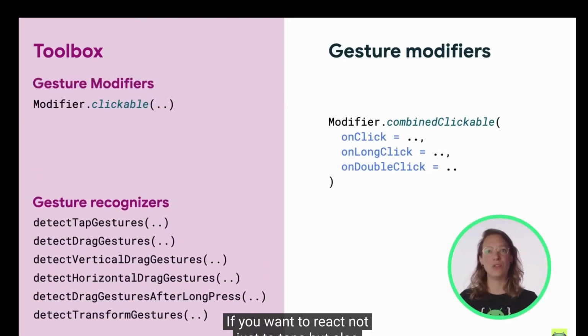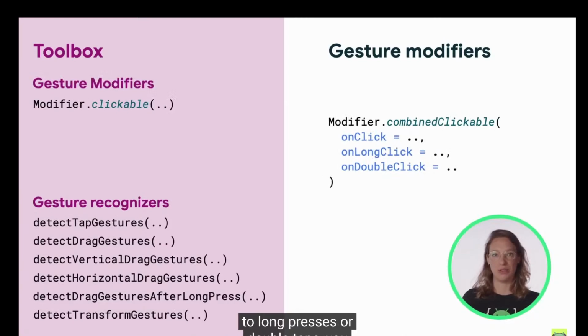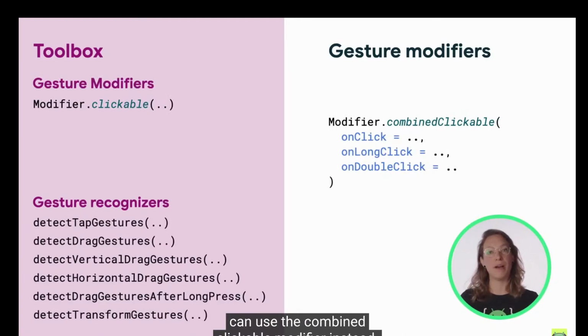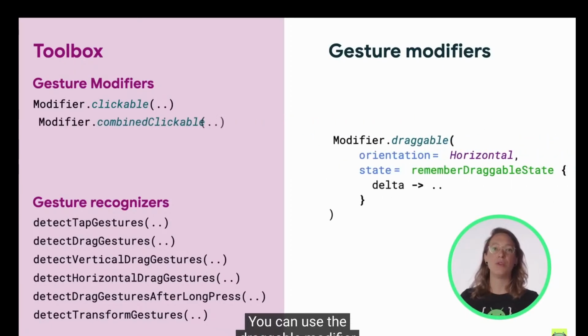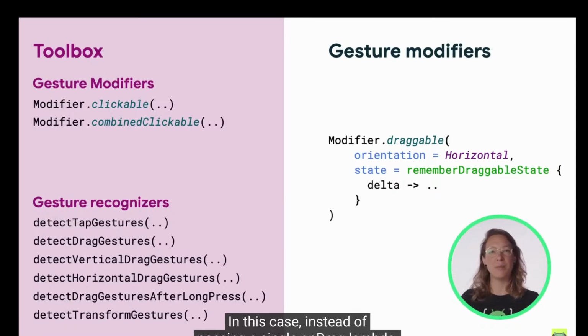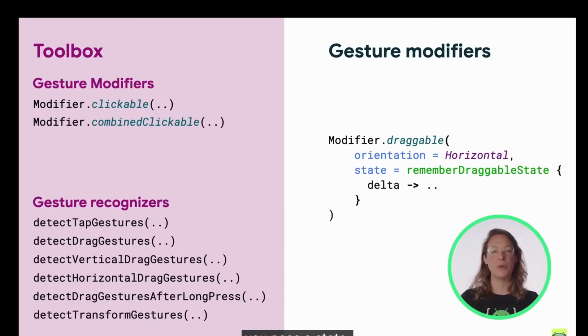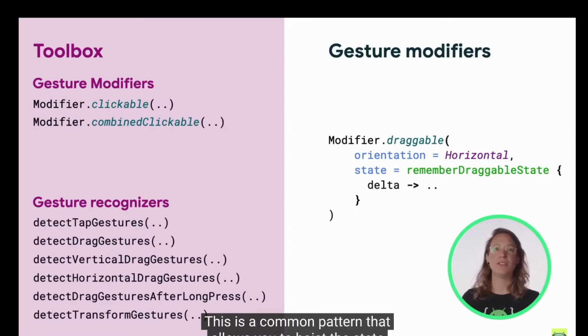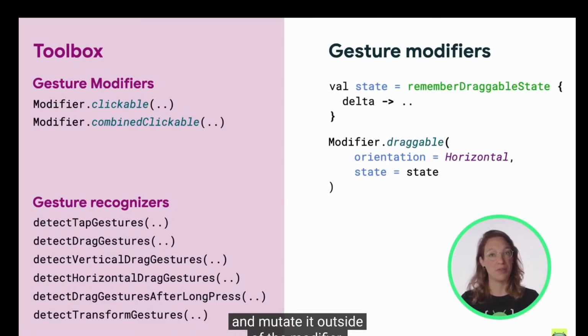If you want to react not just to taps but also to long presses or double taps, you can use the combined clickable modifier instead. Again, you just have to implement the callbacks that you're interested in. You can use the draggable modifier to listen to horizontal or vertical drag gestures. In this case, instead of passing a single on-drag lambda, you pass a state. This is a common pattern that allows you to hoist the state and mutate it outside of the modifier.